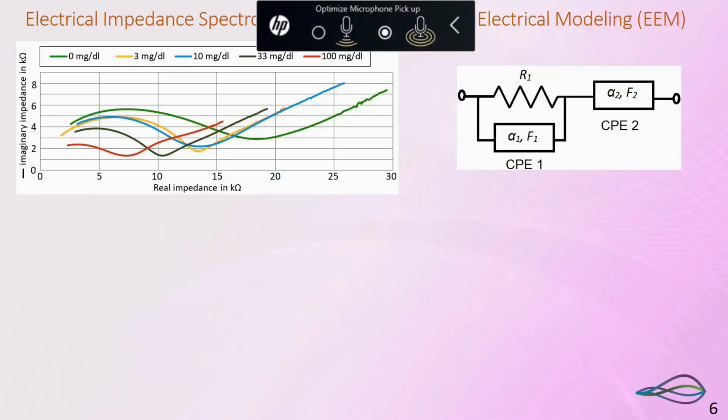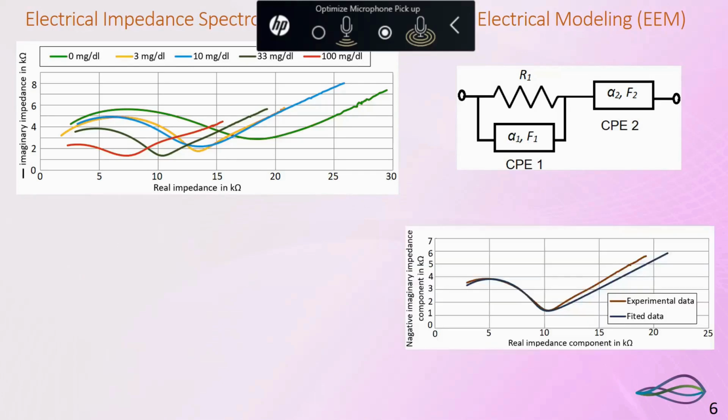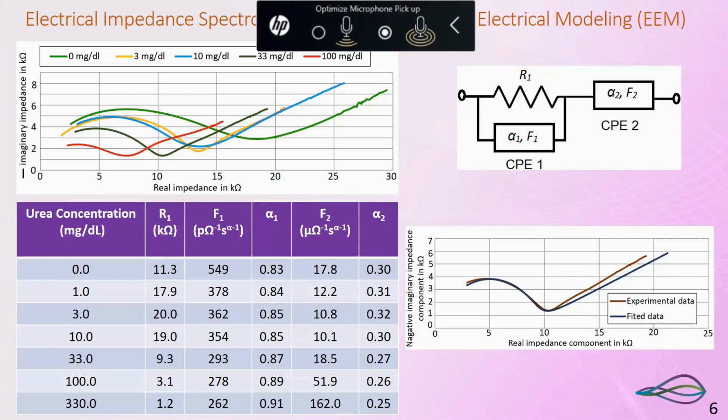So we will use this electrical equivalent model using the ZView software, and this is the fitted curve and the experimentally obtained curve, and we have a good fitting result. And so for that, we have the concentration with these parameters R1, F1, alpha 1, F2, and alpha 2. We will show here that there is a strong correlation with these 5 parameters.